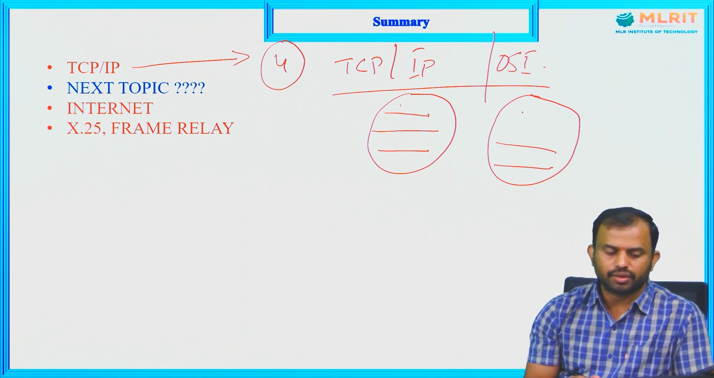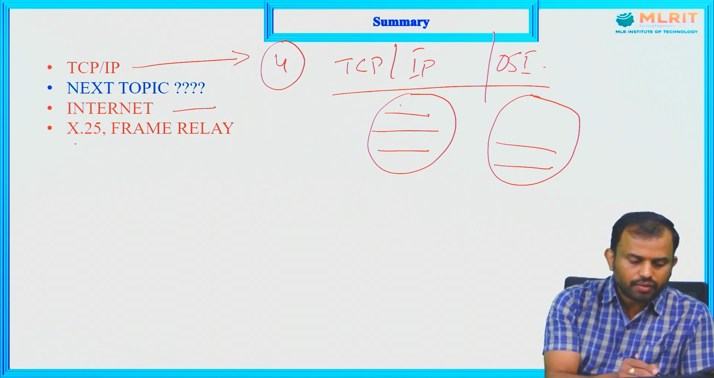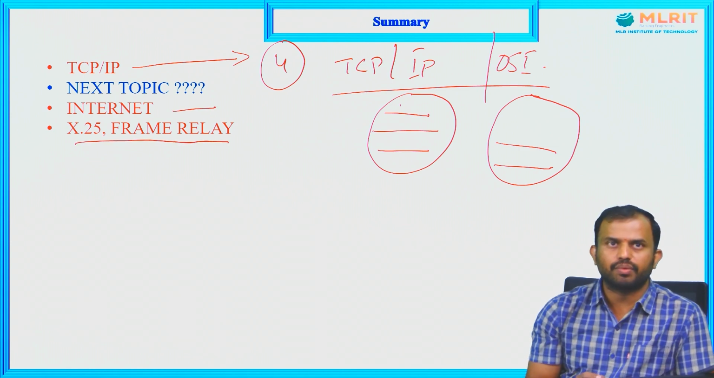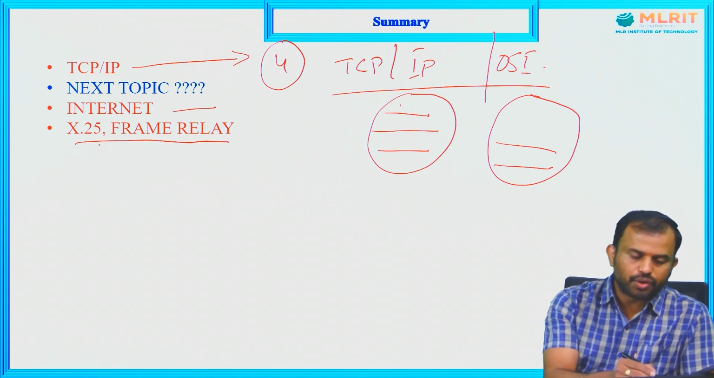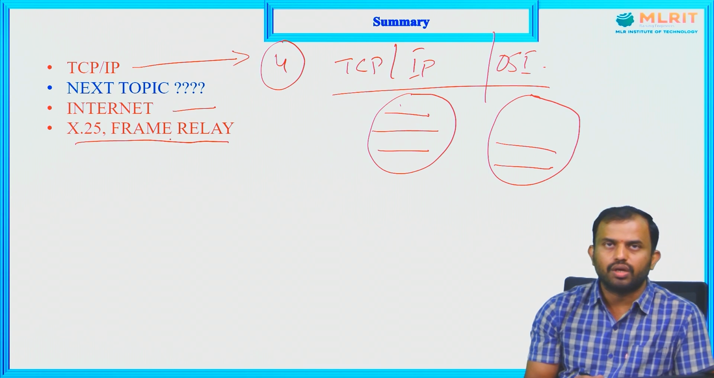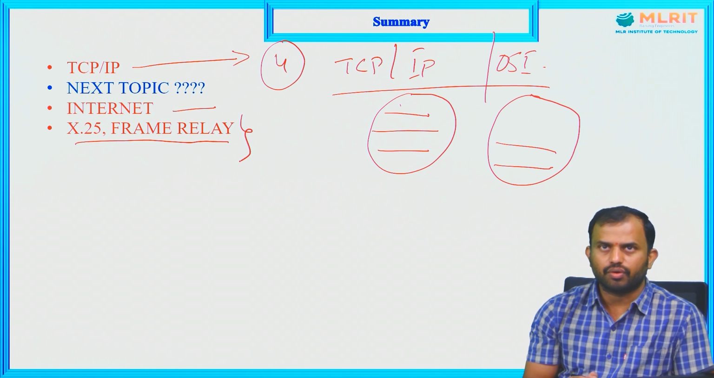In the next session, we are going to discuss what the internet is, and X.25 and frame relay. As we discussed earlier, while designing the network layer, we use 2 different kinds of protocols, which are the X.25 protocol and the frame relay protocol. So in the next session, we will discuss these 2 protocols, X.25 and frame relay. Thank you.